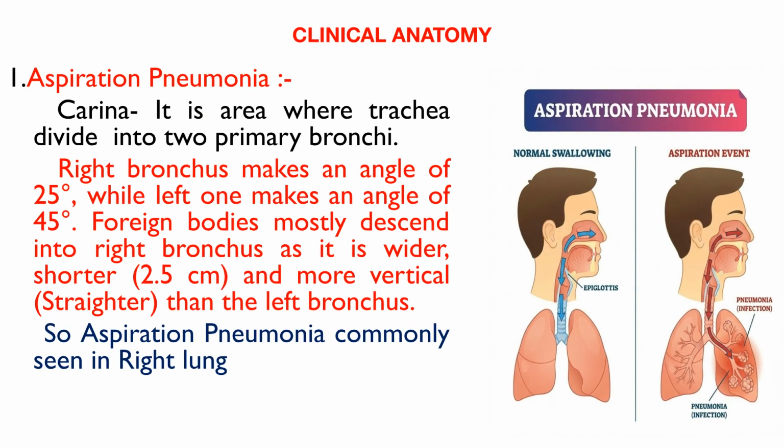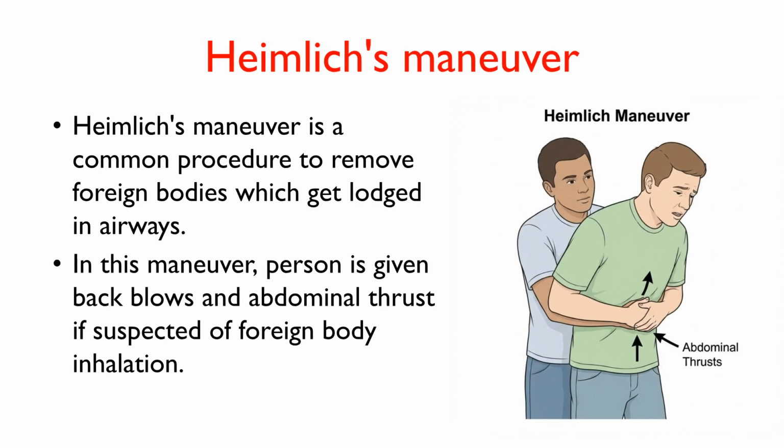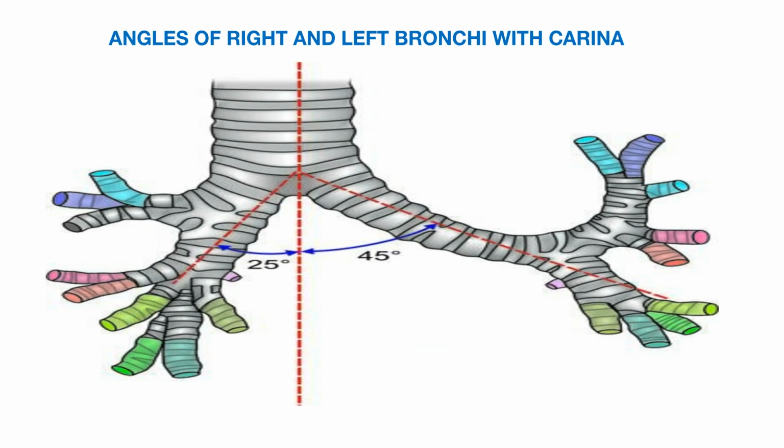In clinical anatomy, aspiration pneumonia is often seen in the right lung. The right bronchus is wider, shorter, and more vertical than the left bronchus, making it the most common site for foreign bodies to descend and lodge. Heimlich's maneuver is a procedure to remove foreign bodies lodged in the airways, involving back blows and abdominal thrusts. This slide emphasizes the angles of the right and left bronchi with the carina, illustrating the anatomical reason for foreign body aspiration preference.